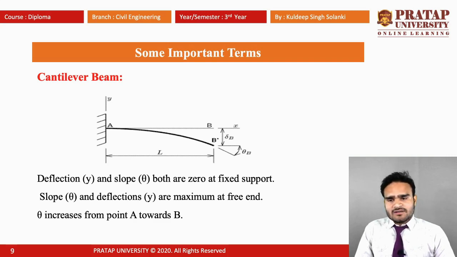Slope and deflection are both 0 at the fixed end, and maximum at the free end in case of a cantilever beam. But in case of a simply supported beam, at supports A and B deflection equals 0 and maximum deflection is at the center. For slope, the maximum slope is at A and B, and the minimum slope, or slope 0, is at the central point C. Okay, now it is clear.